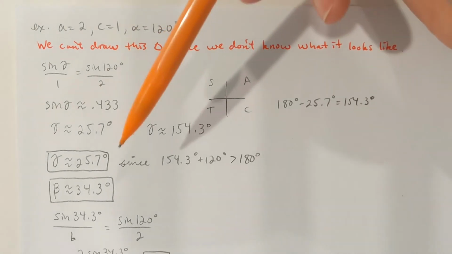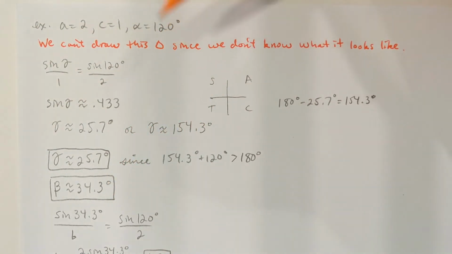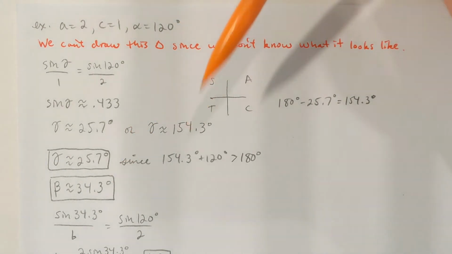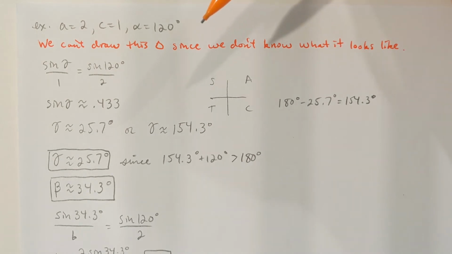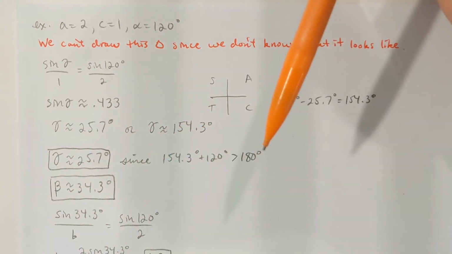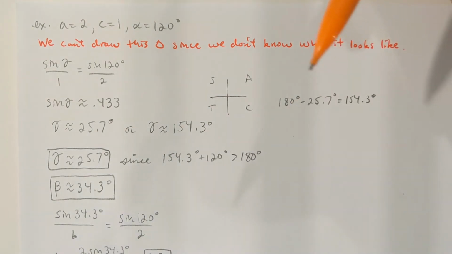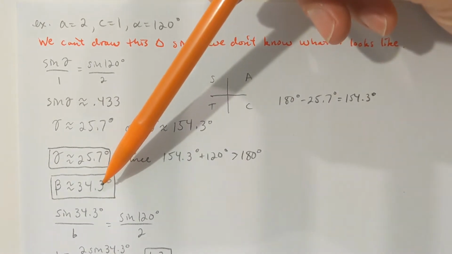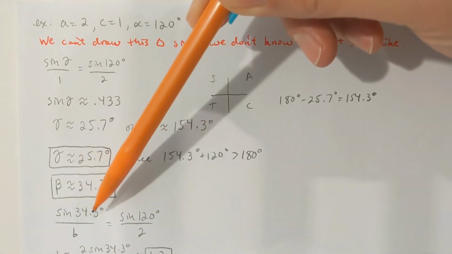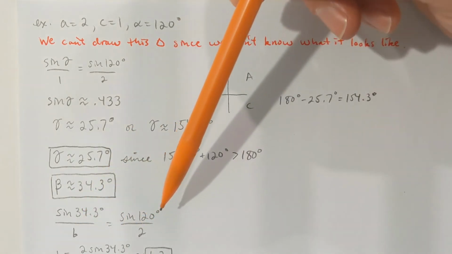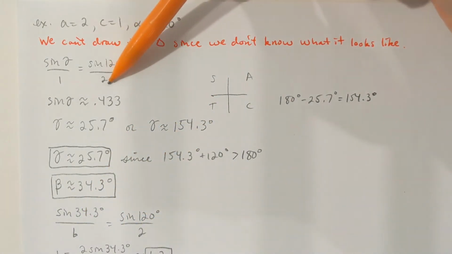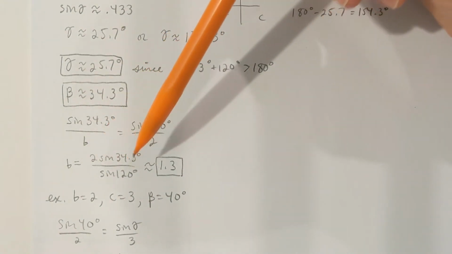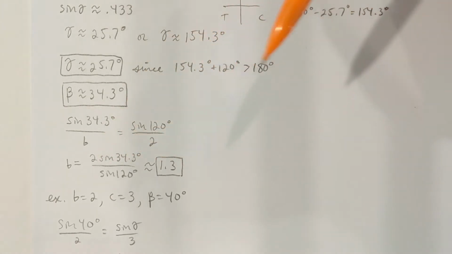We can use the law of sines again. Of course, I don't want to do anything with the Pythagorean theorem, because I don't have a right triangle. Some students will mess this up and do stuff with the Pythagorean theorem. Don't do that. I should use the law of sines. That's my only option at this point. Beta is 34.3 degrees, roughly. So sine of 34.3 degrees divided by b would be equal to sine of 120 degrees over 2. If I cross multiply on that and then go to the calculator, b is roughly 1.3.